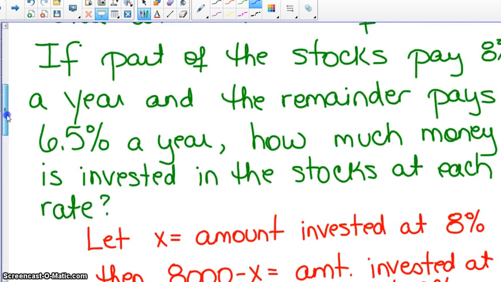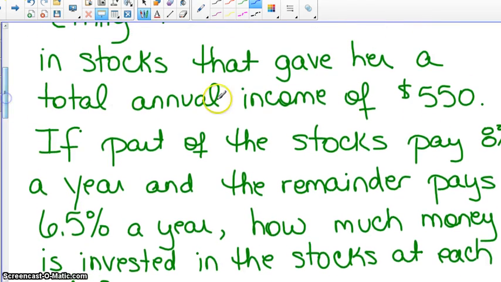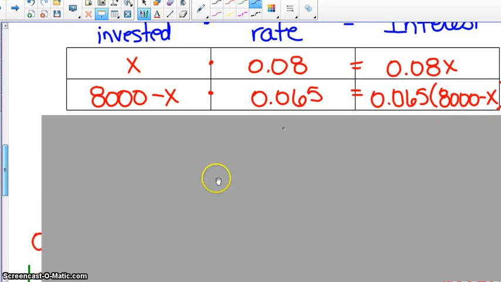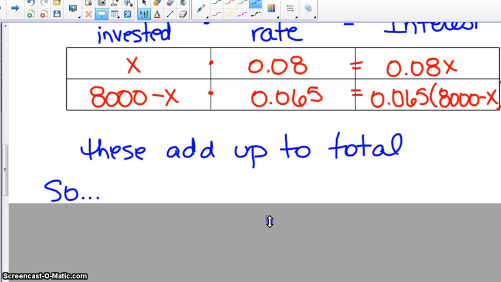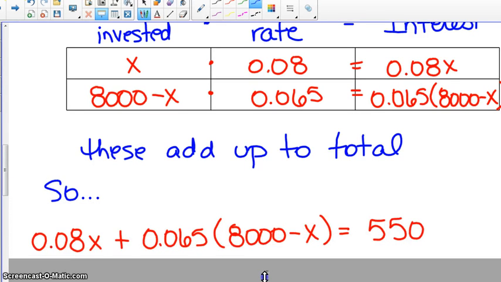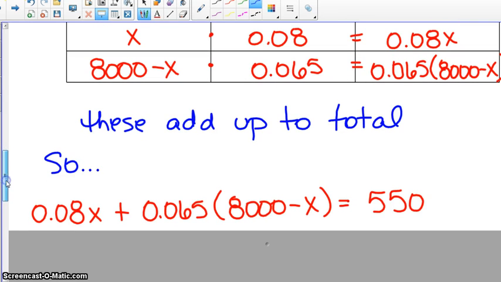The total amount gained, if we look back in the problem, is $550. So if I add those two pieces together, they should add up to $550. So I come up with this formula: 0.08X plus 0.065 times 8,000 minus X, interest earned here and interest earned here, should equal 550.